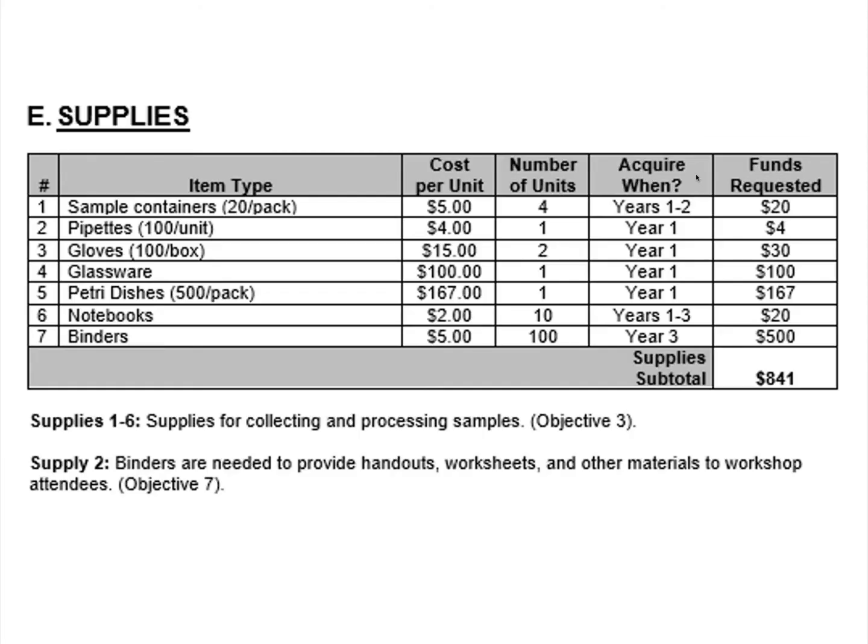So in this brief example, the per unit cost for supply 1, sample containers, is listed as $5 for a pack of 20, and 4 packs are required. $5 per pack times 4 packs results in $20 in funds requested. The funds requested for the rest of the supplies in the example is calculated in the same way, and the total for all supplies is provided at the bottom of the table.